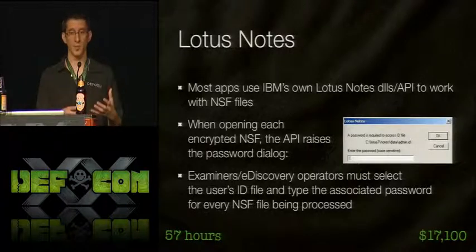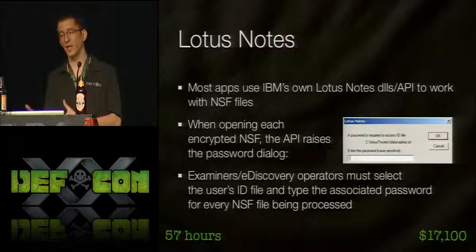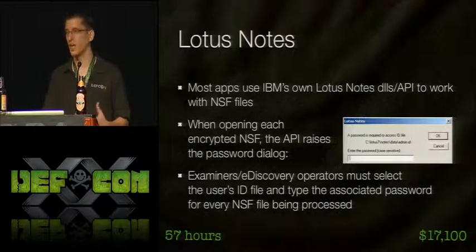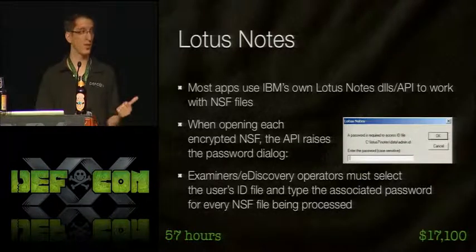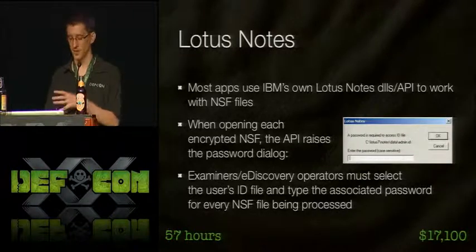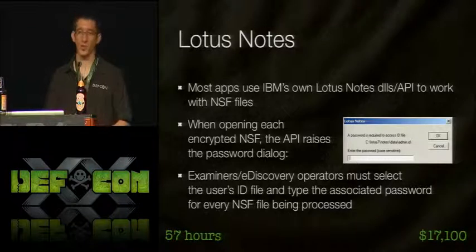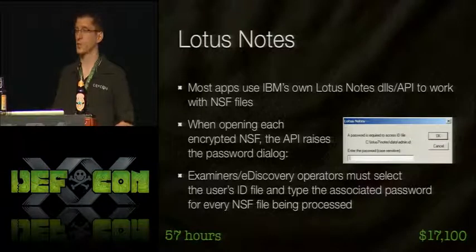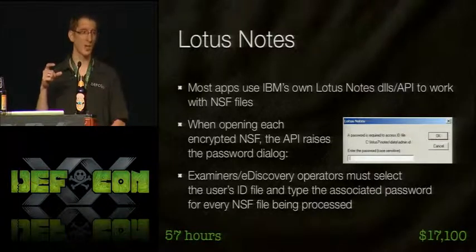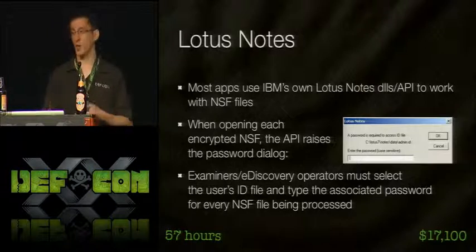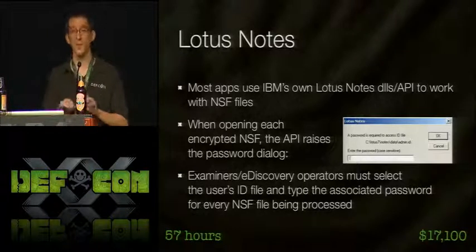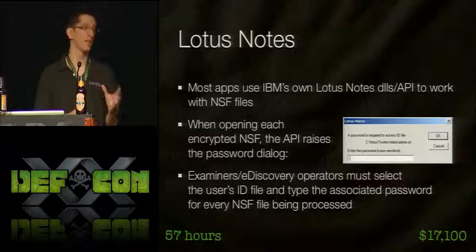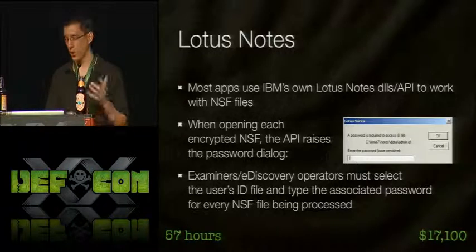Lotus Notes' API, sure, it works, but it's kind of convoluted. These third-party developers, when they're trying to use this API, they don't necessarily do it properly. This password dialog that you see here comes up every time you try to open up an NSF that's encrypted. It always comes up in the interactive context, so that the e-discovery operator or the investigator needs to type in the password manually for every single access of this NSF. It is quite a pain in the ass.